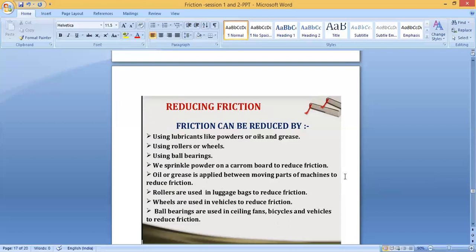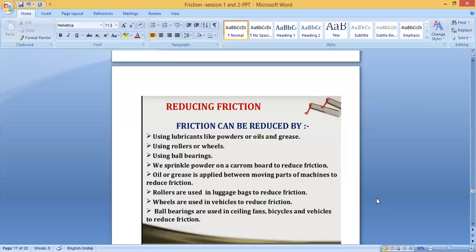At the same time, when you rub each other, what energy does it produce? It produces heat energy, so it is also a waste of energy. Clear? So in machineries, because of this friction, it will wear out, and it also produces heat energy, which is a waste of energy. So to reduce this friction, what can we apply? Oil or grease is applied between moving parts of machines to reduce friction. Even rollers are used in luggage bags to reduce friction. Just now I told, wheels are used in vehicles to reduce friction.